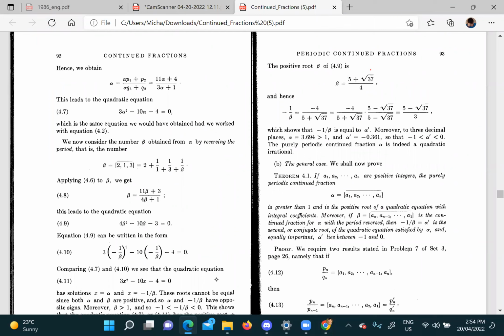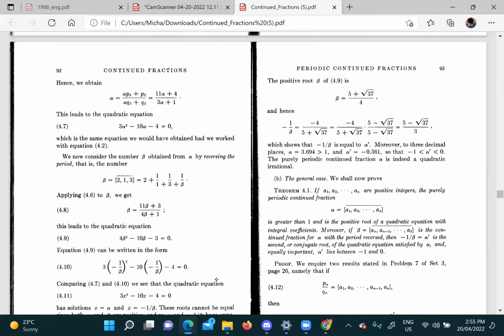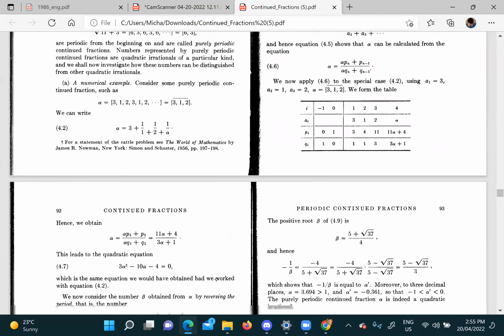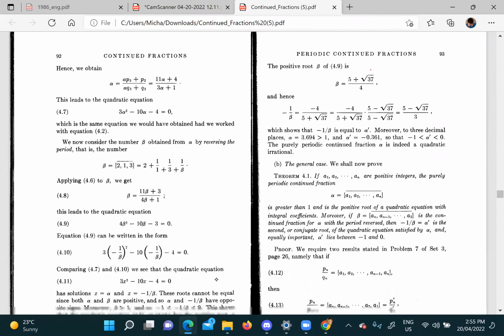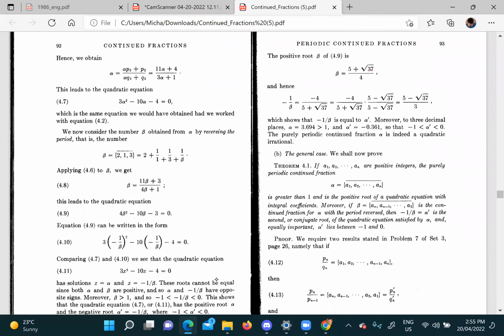And it satisfies 4 beta squared minus 10 beta minus 3. So it's the same equation, is it? No. Oh, that's what confused me. The beta was the same thing, but instead of divided by 3, it was divided by 4. So it's the same equation, but with the first and last numbers swapped, yeah? Yes. Before it was 3 and 4, now it's 4 and 3.